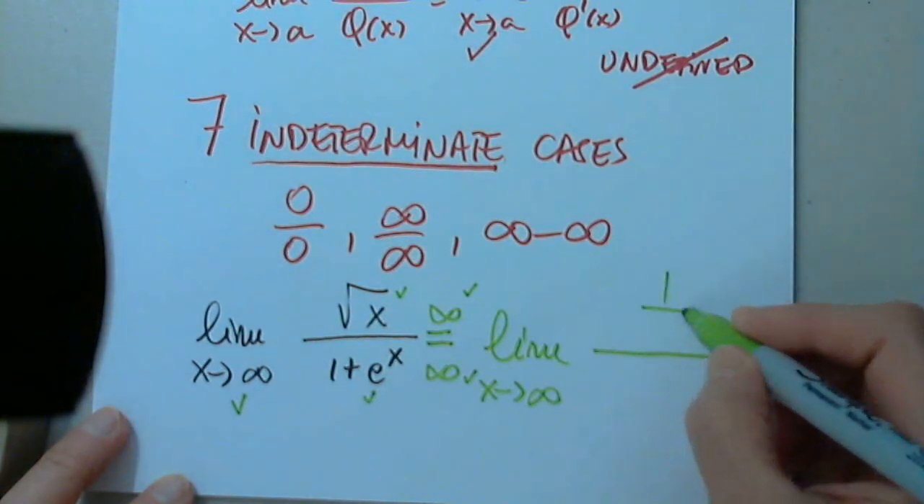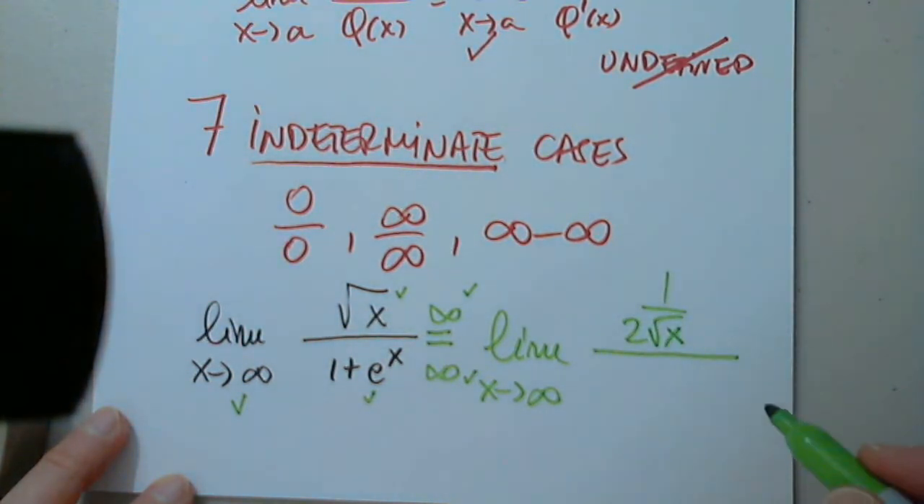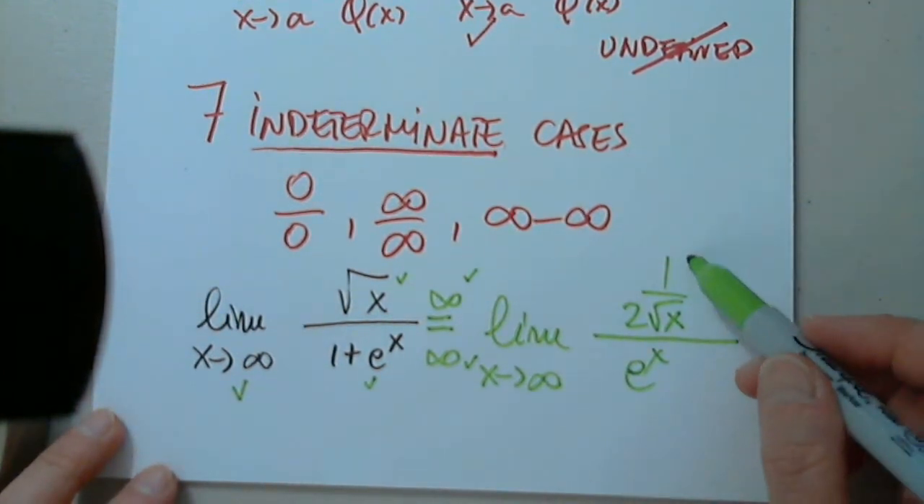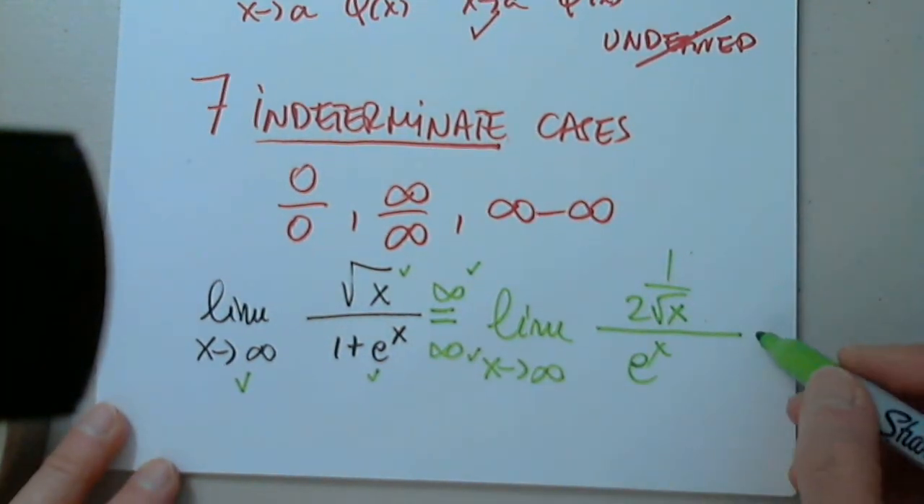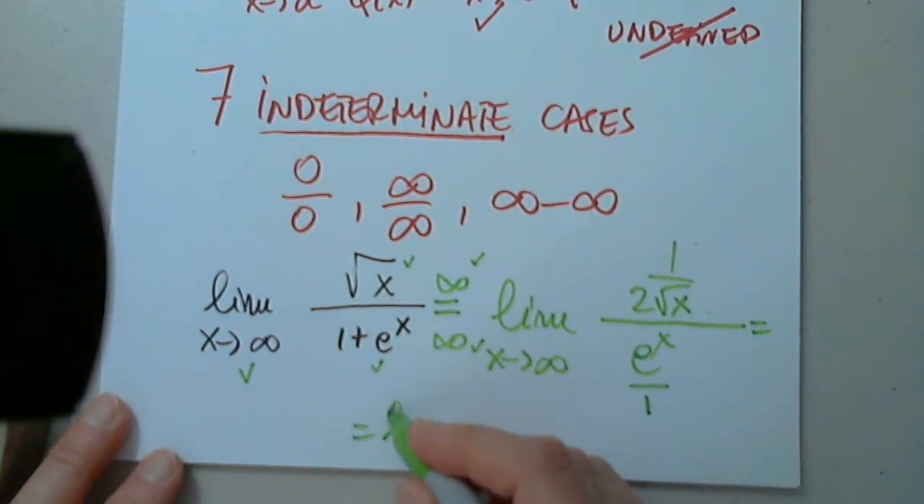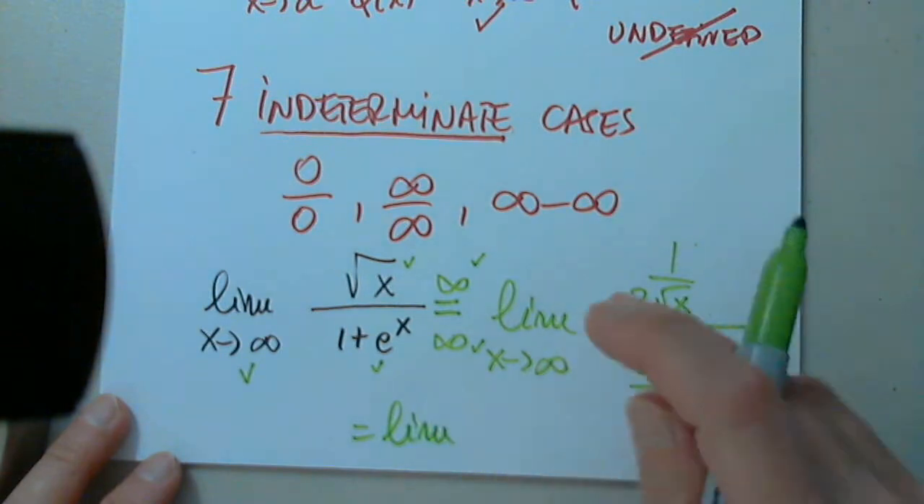1 over 2 square root of x over e to the x. Perfect. So 1 over 2, the square root of x, over e to the x. So remember, this is over 1. I'm going to flip it. And I have limit.